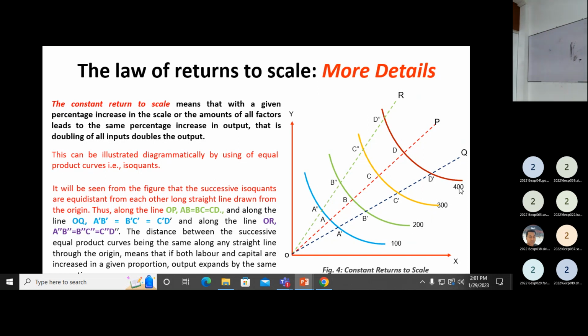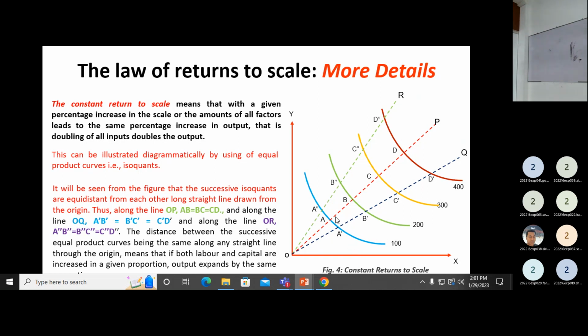To make our analysis simple, let's draw three curves from the origin. The first curve is the green line, OR, the second curve is OP, and the third curve is OQ. We draw this for our simplicity. When it comes to returns to scale, you know there are three types: increasing returns to scale, constant returns to scale, and decreasing returns to scale.